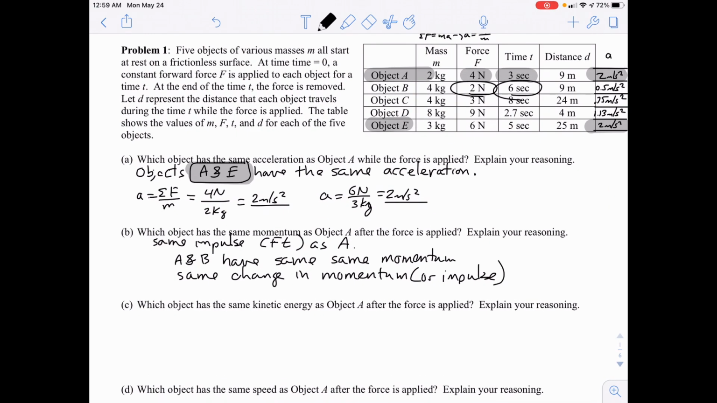Again, why do they have the same change of momentum? Because at time t equals 0, they both start with no momentum. They both start from rest. All objects are from rest. So essentially, after a certain amount of time, they have the same momentum. They have the same change in momentum. They have the same impulse. Their forces are applied over different time, but they have the same change in that momentum.